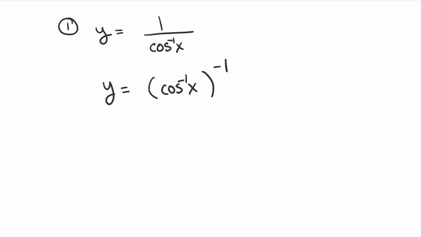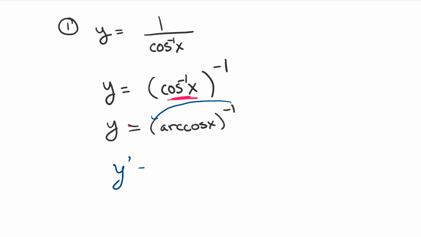So this is our outside function. You could rewrite it as arc cosine of x, and it makes it a little easier to see that we're going to do something different. There's no exponent to fall there. So our y prime is going to be, that's going to fall to the front, and we get our -1 in front, and then we have our arc cosine of x, or cosine inverse.